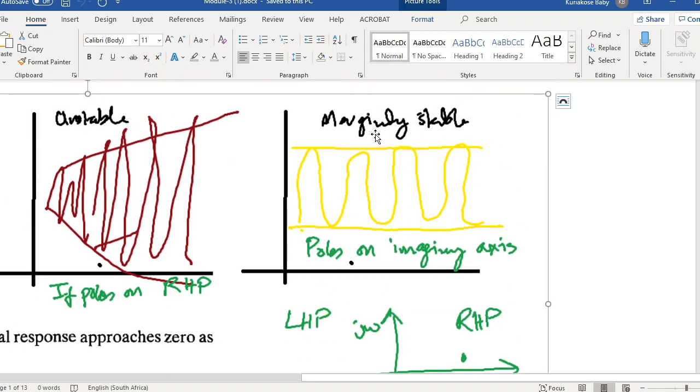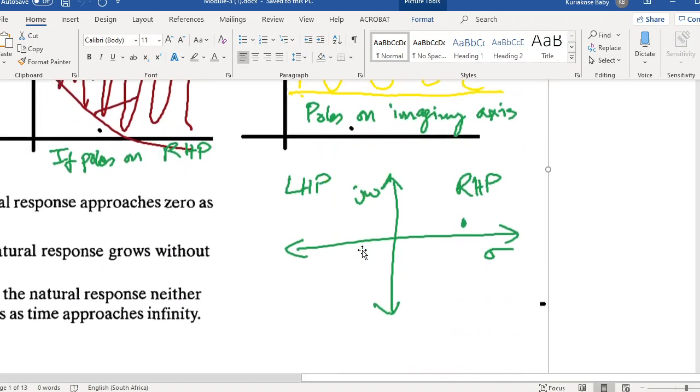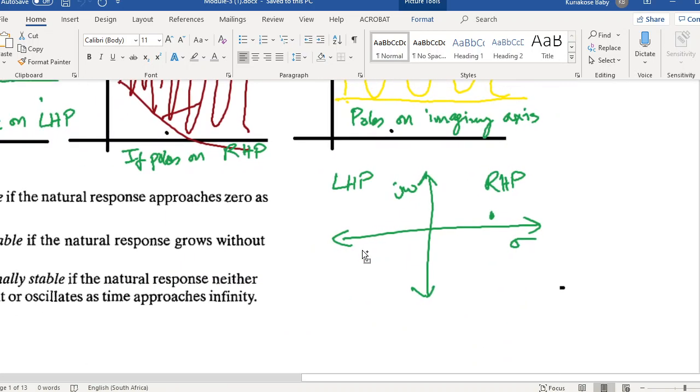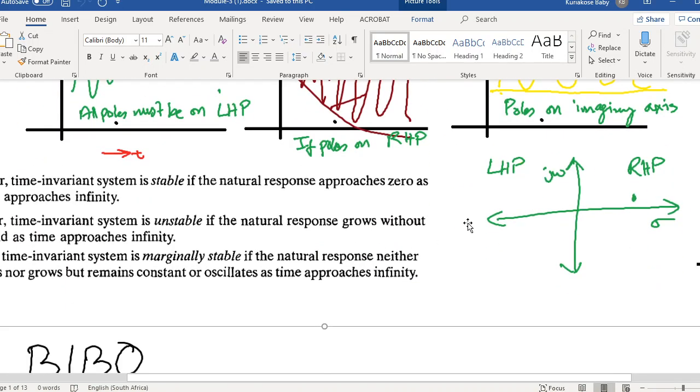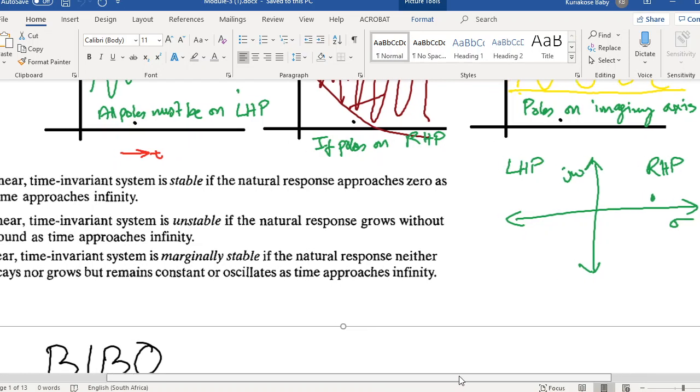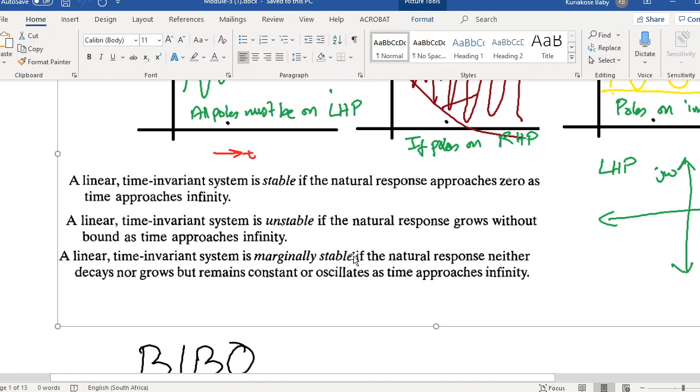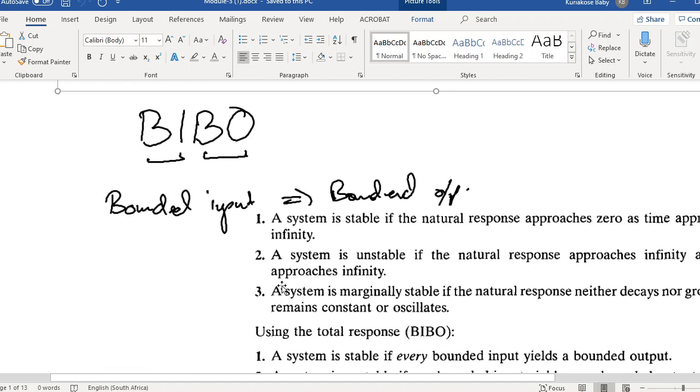And if you have a marginally stable system, you'll see that for that kind of system, the poles will lie on the j omega axis, that is this axis that we have. All the poles will be lying on the j omega axis. There you can see the definition of a marginally stable system: if the natural response neither decays nor grows but remains constant or oscillates as time approaches infinity. So this is referred to as your marginally stable system.